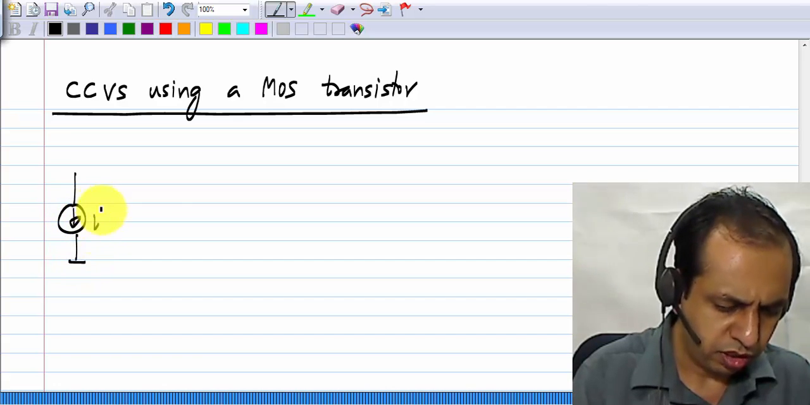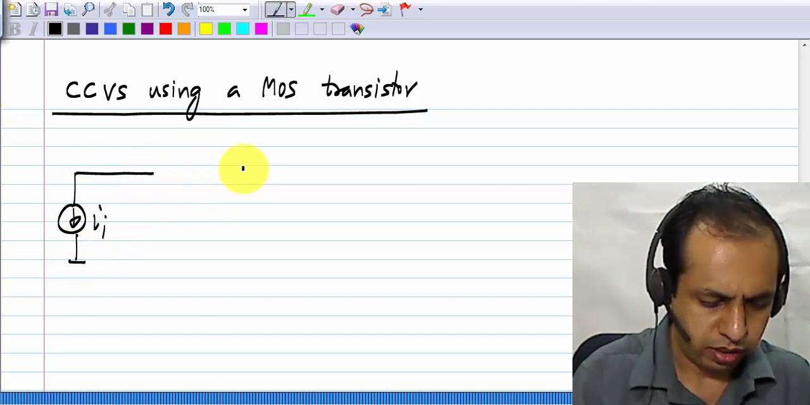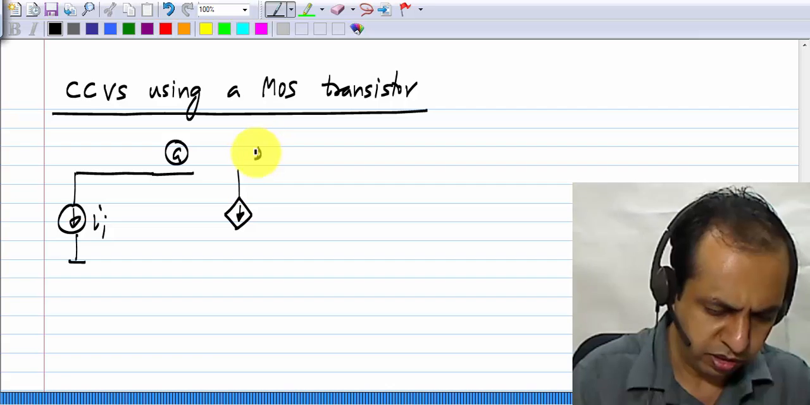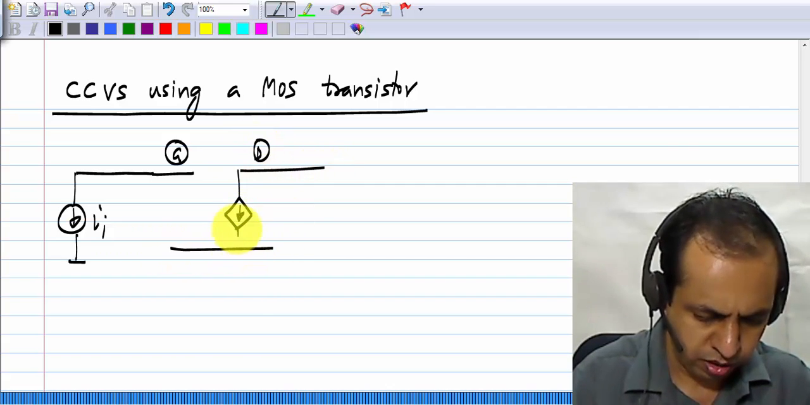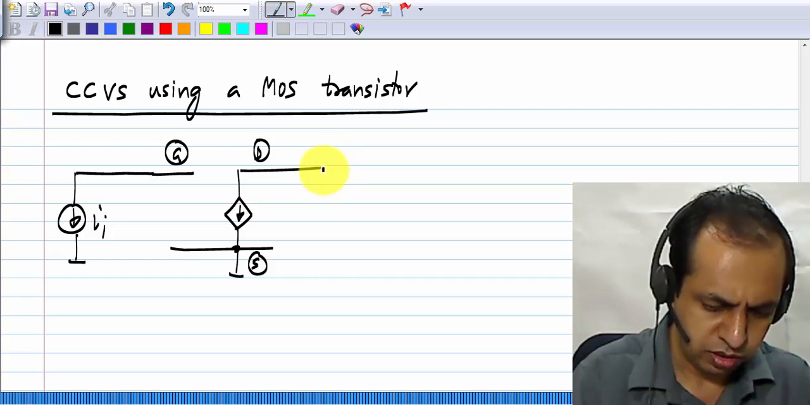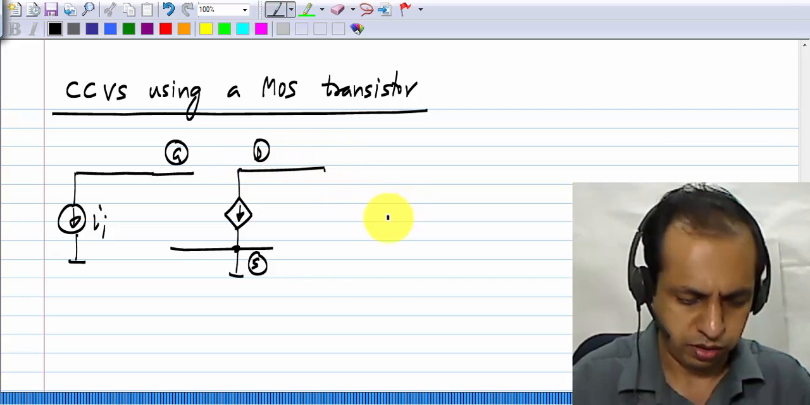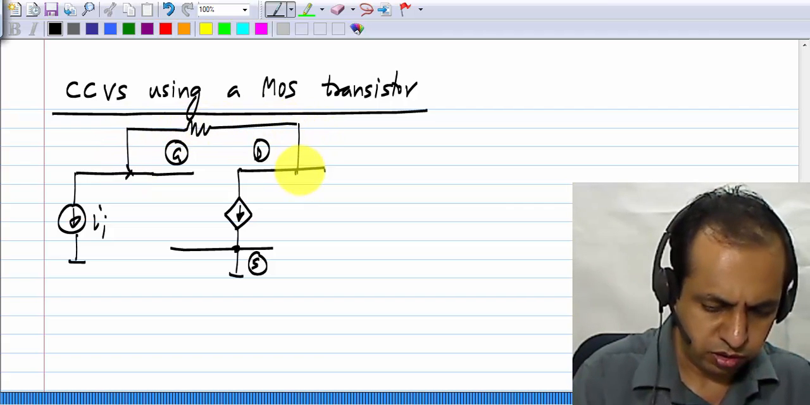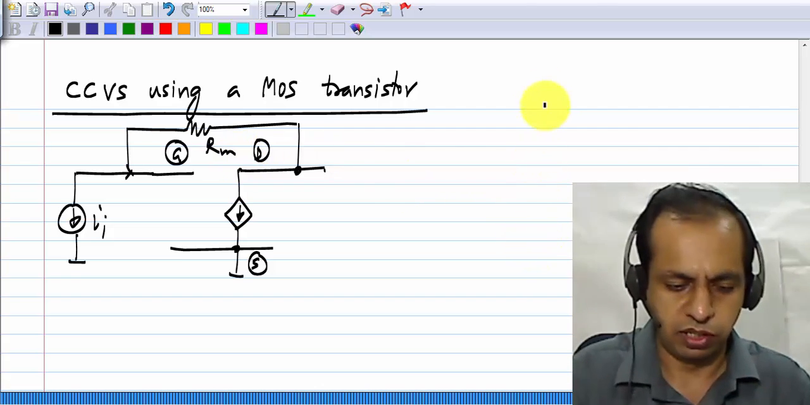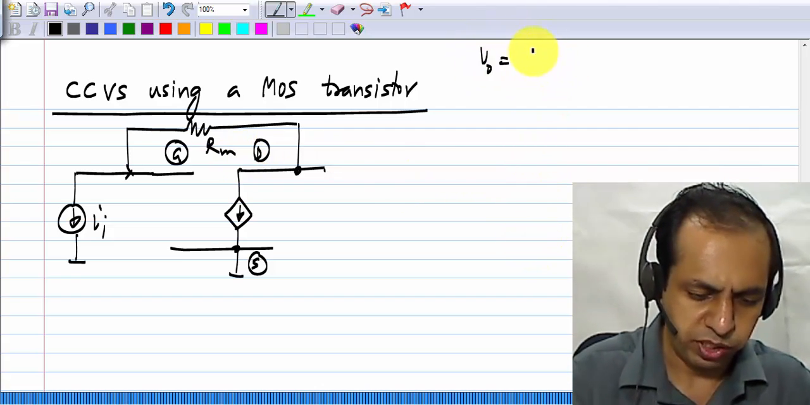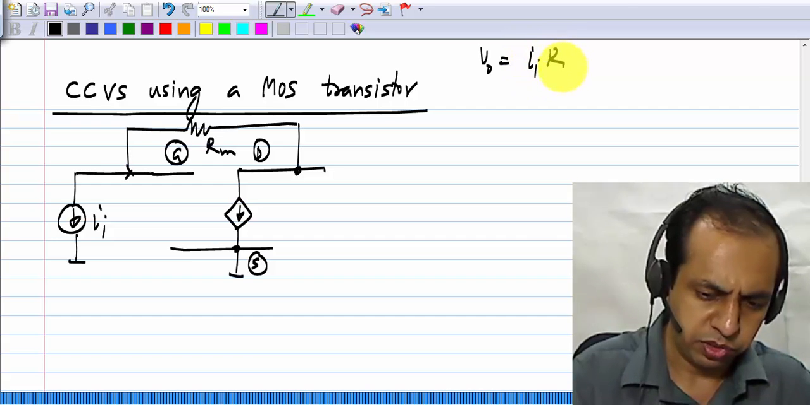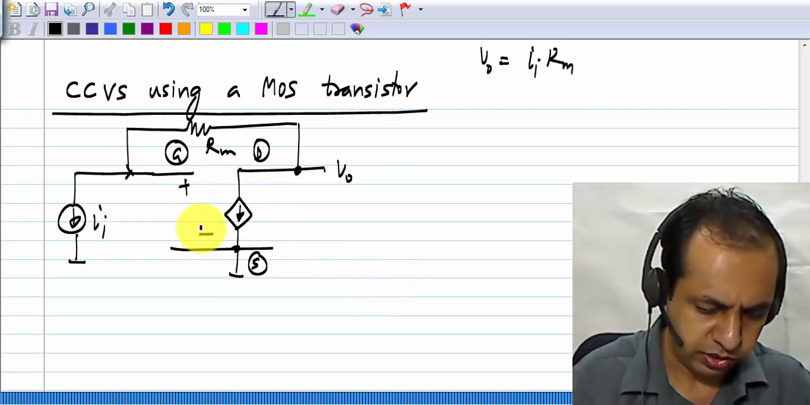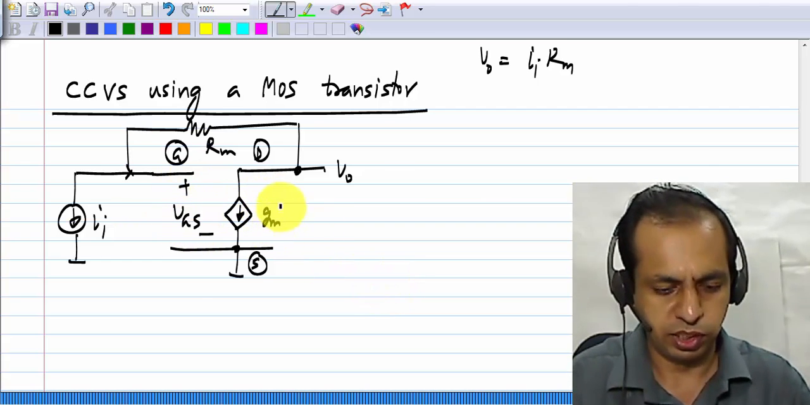We have the input current source II, and we have the MOS transistor here: gate, drain, and source. Okay, and we have to connect the resistance which represents the transresistance. That is, we want V0 to be equal to II times Rm. So the output V0 is over there. This is VGS and this is gm times VGS.